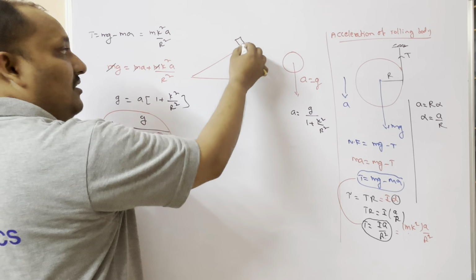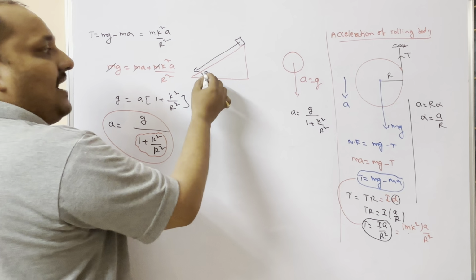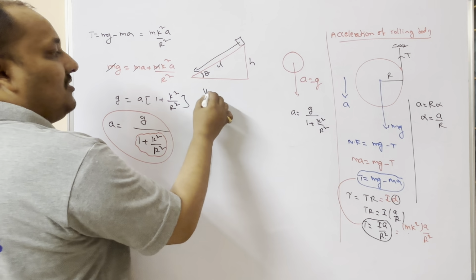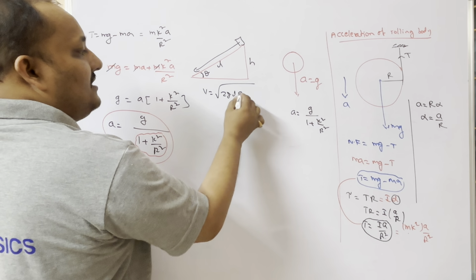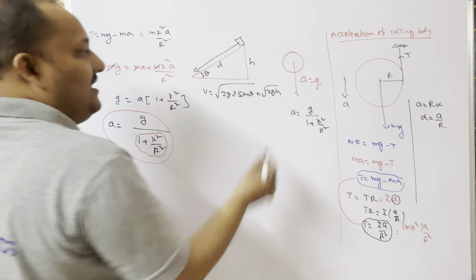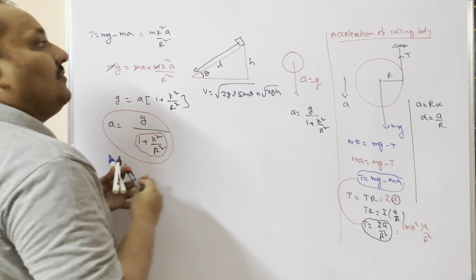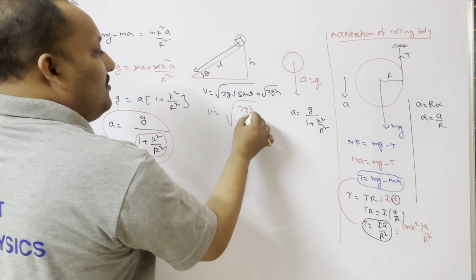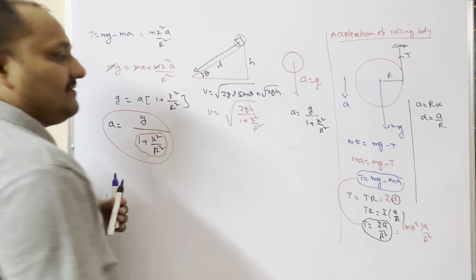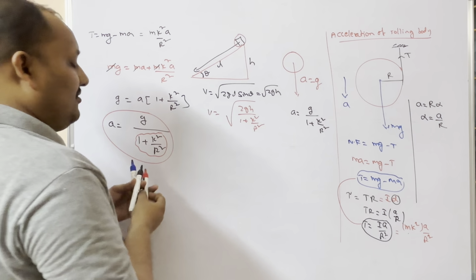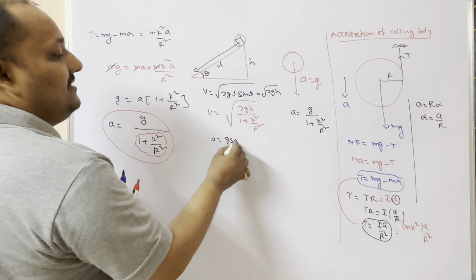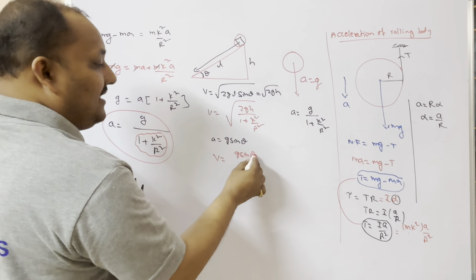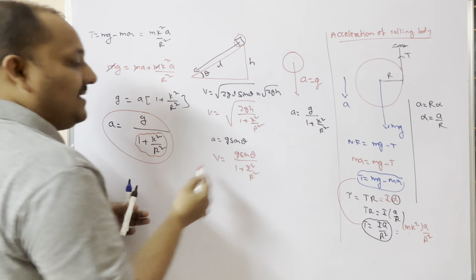If the object is moving downwards on an incline with angle of inclination theta and height h, then what is the velocity at the bottom? v is equal to root 2 g l sine theta, otherwise root 2 g h. If it is rolling, at that time what velocity did we get? Root 2gh by 1 plus k square by R square. Like that, what acceleration did you get here? Acceleration is g sine theta. If it is rolling, g sine theta by 1 plus k square by R square.